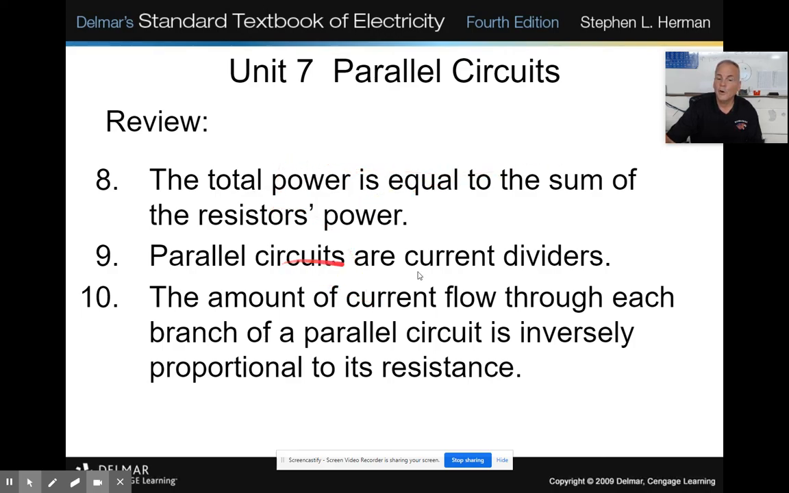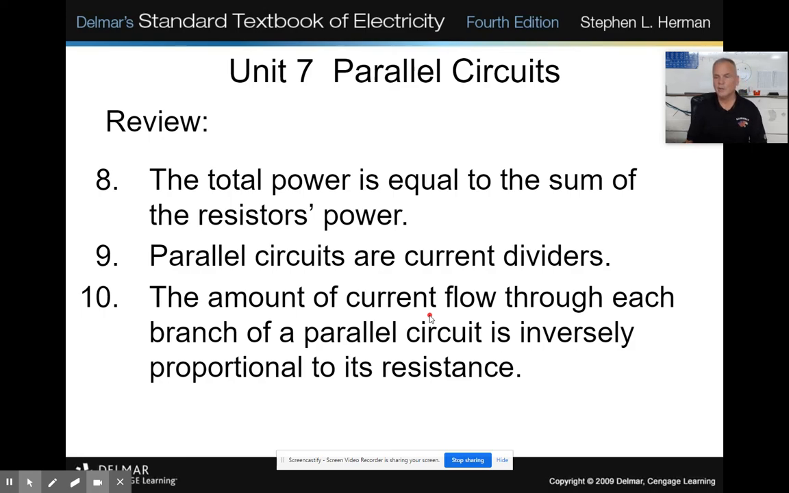Parallel circuits are current dividers. Remember that, I think you might ought to write that one down. I probably should have highlighted that one before I did this video. Parallel circuits are current dividers. A series circuit, if you remember, is a voltage divider, but a parallel circuit is a current divider. The amount of current that flows to each branch of the parallel circuit is inversely proportional to its resistance. That goes back to Ohm's law, applied by branch, and I wouldn't worry about that one yet.